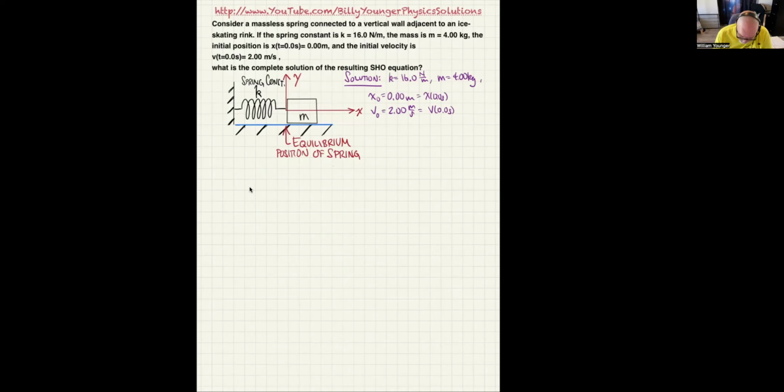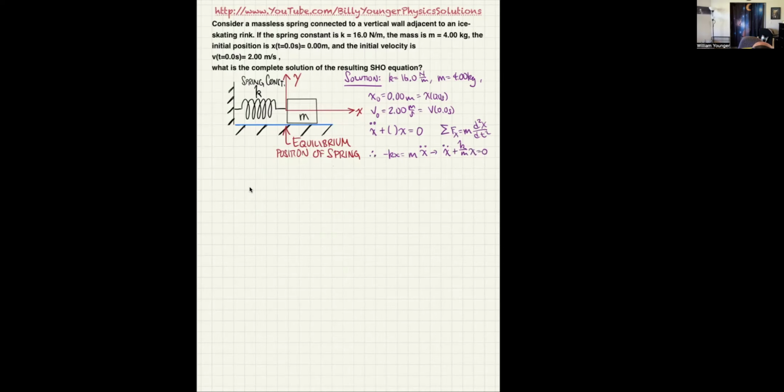Now we also need to remind ourselves that the simple harmonic oscillator equation is any equation of the form x double dot plus some constant times x is equal to 0. In this case, we have Newton's second law of motion, the summation of forces in the x direction is equal to mass times d2x over dt squared, which gives us negative kx is equal to m x double dot, which means x double dot plus k over m times x is equal to 0.